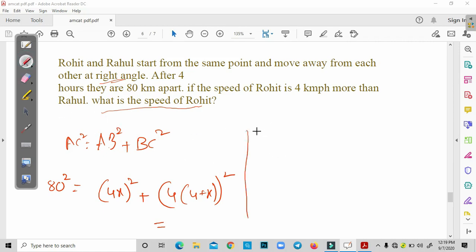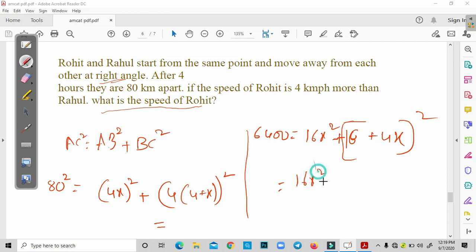Now, 80 square is how much? 6400. So 6400 is equal to (4x) square, which is 16x square, plus (4 into (4 plus x)) square, that means (16 plus 4x) whole square. That is 16x square plus, using (a plus b) whole square equals a square plus b square plus 2ab, 2 into 16 into 4, which is 128x.